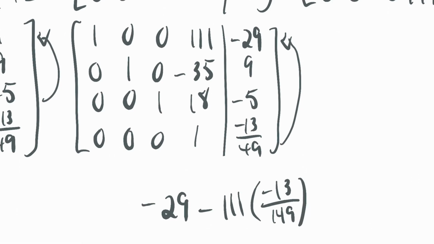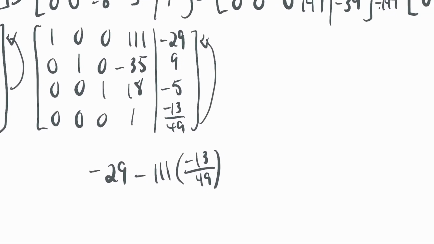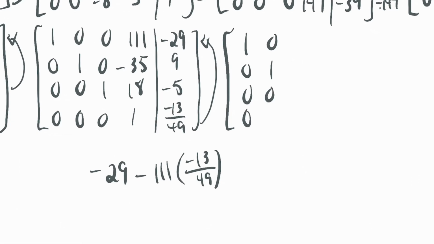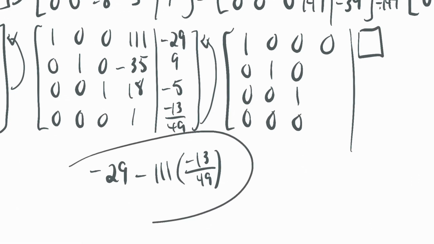Oh, not 149, sorry, 49. So that's a bit of a pain. But that's going to be our new number right here. So we're going to have 1 0 0 0 0 1 0 0 0 0 1 0, we're going to have a 0 here as a result. And then the last value that goes here will be this.